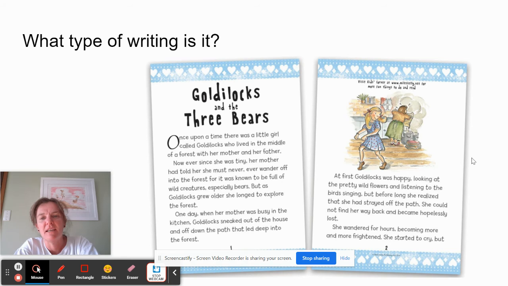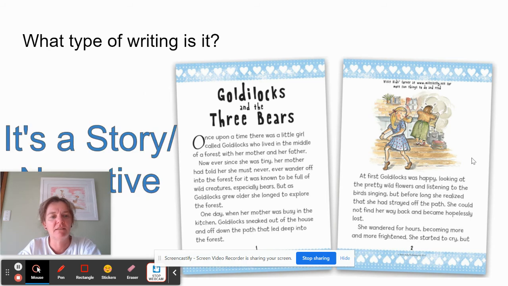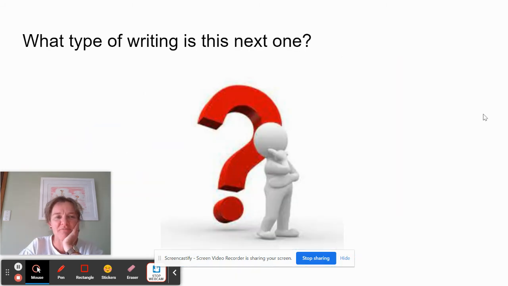What about this one here? This is part of something. What kind of writing is this? I wonder what you're thinking in your mind. If you were thinking a story or a narrative, I think you are right. Great job. What type of writing is this next one?